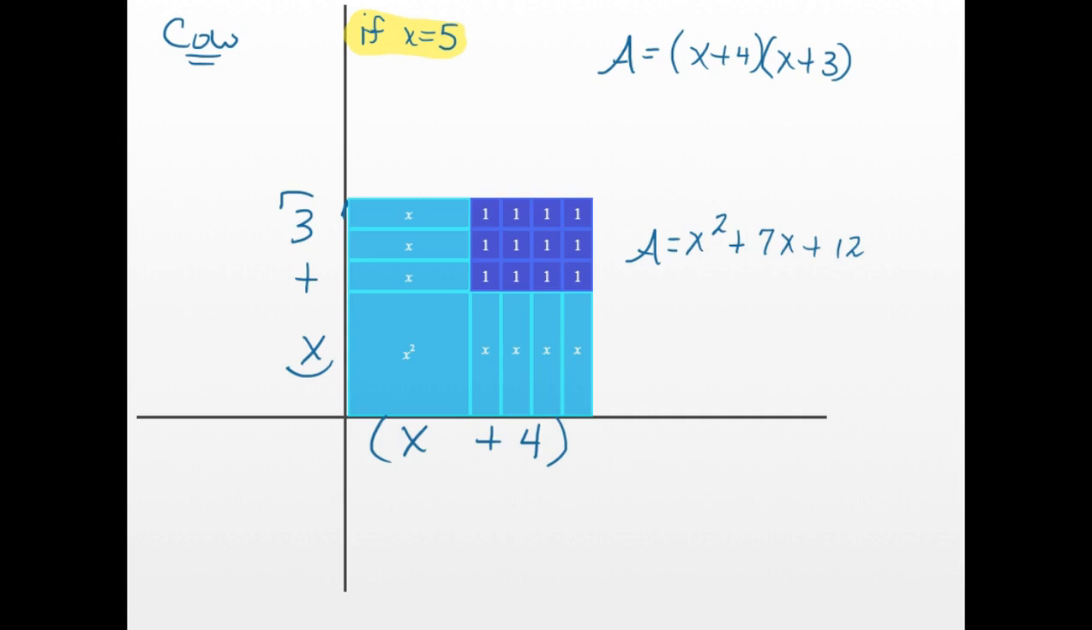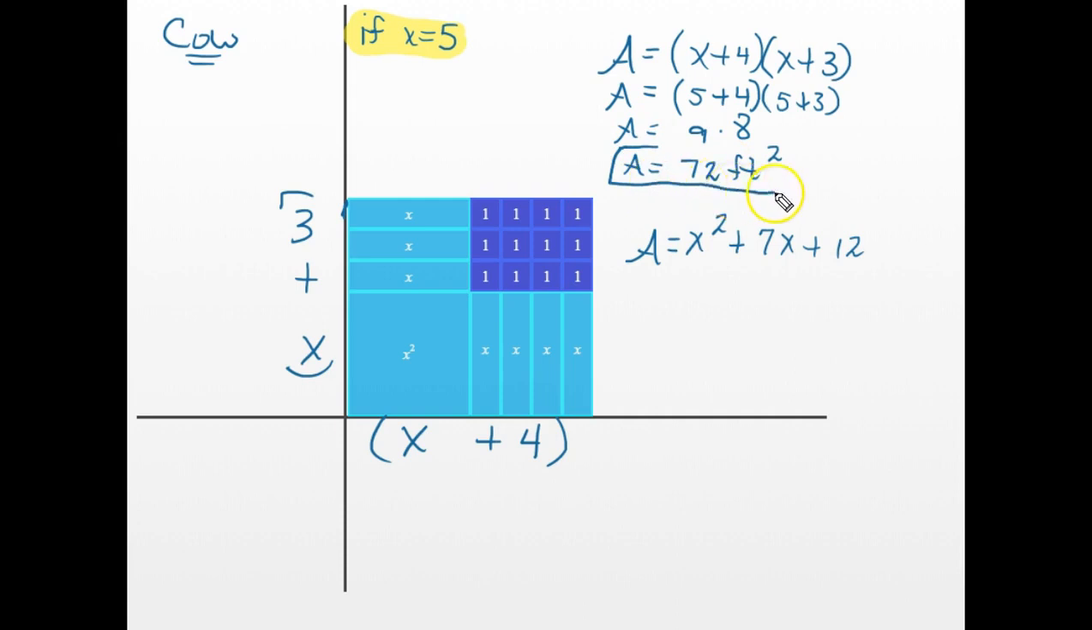Number 5 asks us to find the area for each pen given that the value of x is 5. So there are 3 different ways we can go about this. We can substitute the value of 5 in for x into this equation, and we get 9 times 8, which is 72 feet squared.